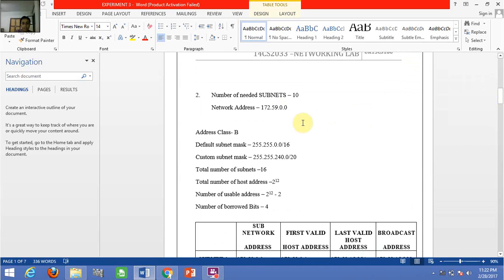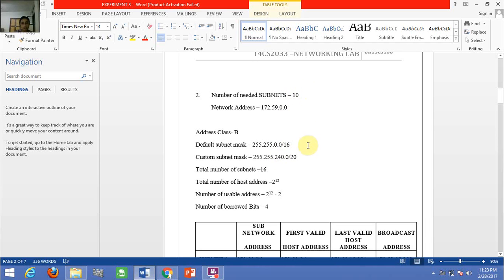Now for this question, the number of needed subnets is 10 and the network address which is given is 172.59.0.0. Seeing the network address we can recognize that it belongs to class B. Since it belongs to class B, the default subnet mask would be 255.255.0.0, that is /16.